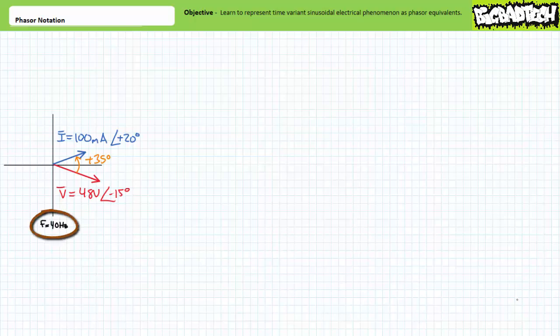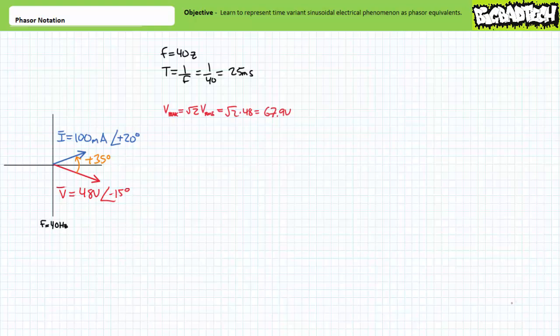Note the phasor diagram indicates these properties are valid at 40 Hz, which corresponds to a period of 25 milliseconds. Given an effective value of 48 volts, the peak value of voltage is approximately 67.9 volts. Given an effective value of 100 milliamperes, the peak value of current is approximately 141.4 milliamperes.